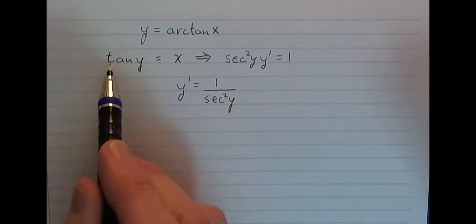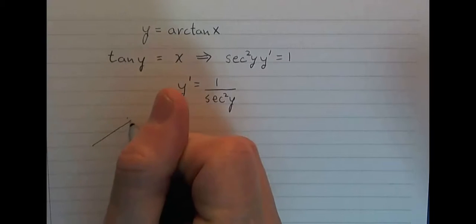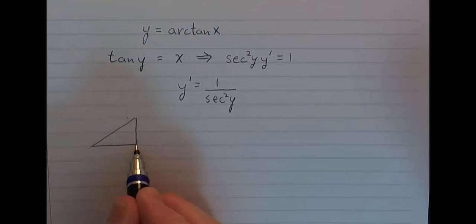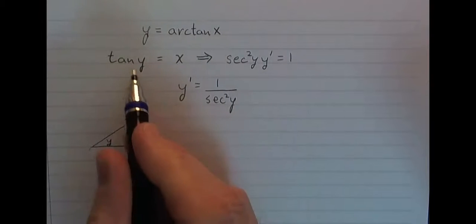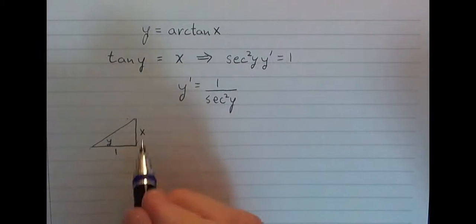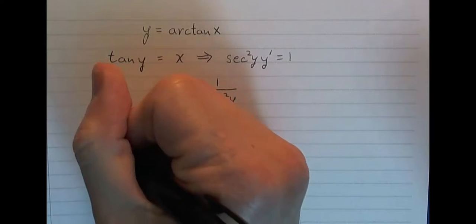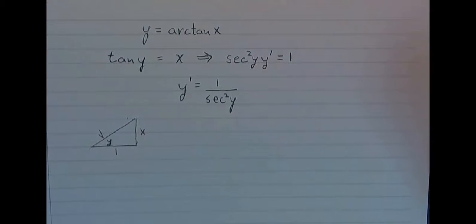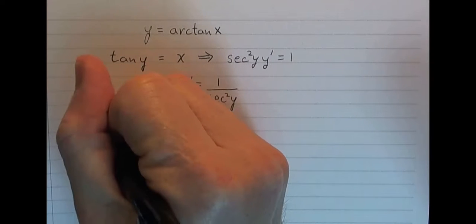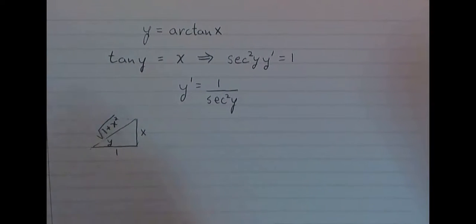Now I want to go back to this thing right here where we have tangent y equals x. I want to make a little triangle. I'm going to make a little right triangle, and I'm going to call this angle y. And remember, tangent is opposite over adjacent. So this side here would be 1, and this opposite side is x. Using the Pythagorean theorem then, the hypotenuse is just going to be 1 plus x squared. Like that, 1 plus x squared.